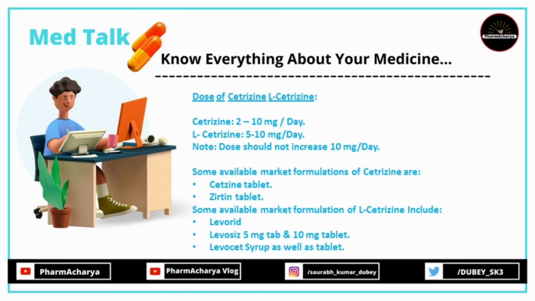The prescribed dose of cetirizine is 2 to 10 mg per day, and that of levocetirizine is 5 to 10 mg per day. Dose should not exceed 10 mg per day. Some available marketed formulations of cetirizine are Cetrizine Tablet and Cetrizine Tablet. Other available formulations of levocetirizine include Levorid, Levocet 5 mg tablet and 10 mg tablet, Levocet syrup as well as tablet. That's all in this video.